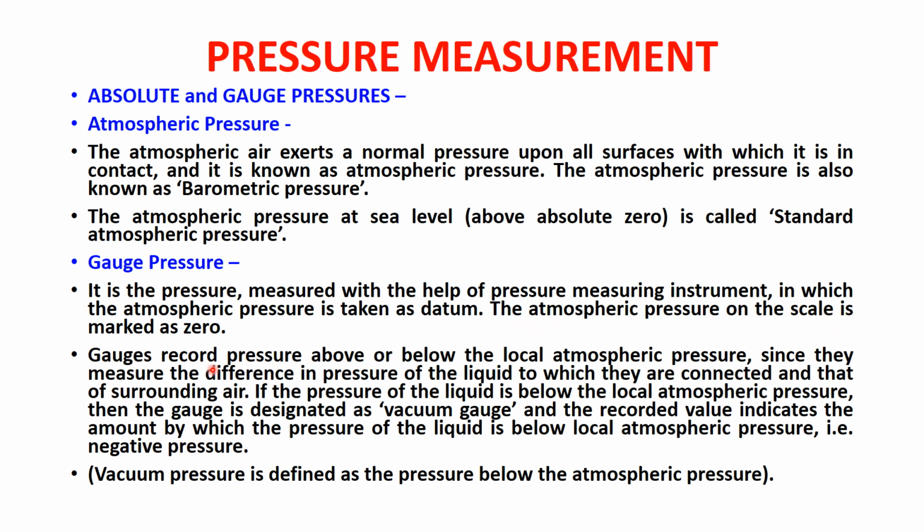Now gauges record pressure above or below the local atmospheric pressure, since they measure the difference in pressure between the liquid to which they are connected and the surrounding air. So these are the gauges which are used to measure the pressure. They show the difference between the fluid and the surrounding air. If the pressure of the liquid is below the local atmospheric pressure, then the gauge is designated as a vacuum gauge.